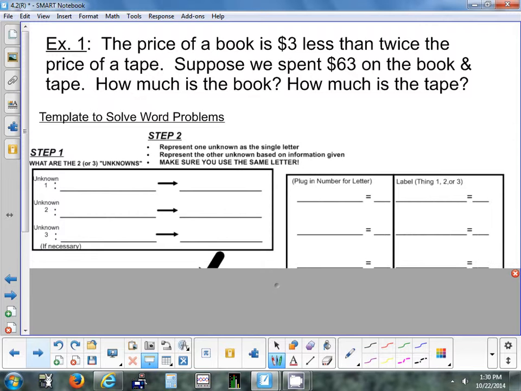So this first part is what we did yesterday. Reading the first sentence: price of a book is $3 less than twice the price of a tape. What's step 1? What do we do? You have to find the two unknowns. We have to label the two unknowns, which are book and tape. So we're finding the price of the book and the price of the tape.